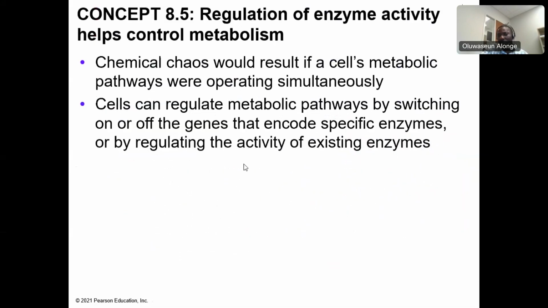Though there are some mutations that we call beneficial mutations, there are some that are not beneficial, but not all mutations are necessarily bad. The regulation of enzyme activity is what I've talked about earlier. Chemical chaos will result if cells' metabolic pathways are operating simultaneously. So a cell can regulate metabolic pathways by switching on and off the genes that encode specific enzymes, or by regulating the activities of the enzymes based on need.